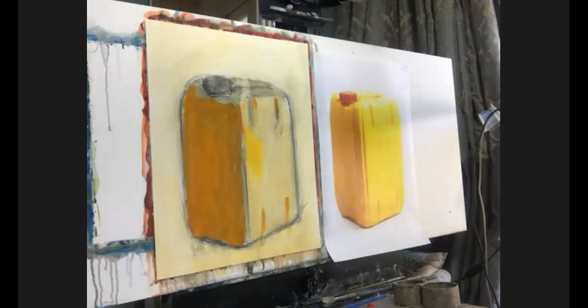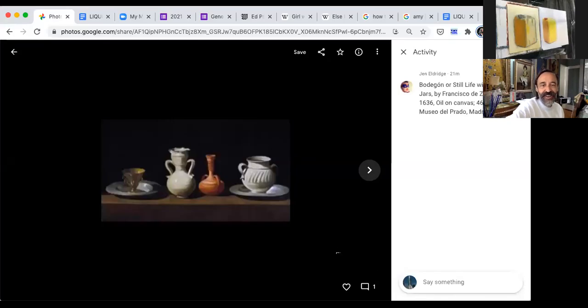I'm just gonna bring the Zurbarán. We have talked about this painting before, the arrangement of the 4 pots and the shelf. That's very interesting. I think this could be a good conceptual example. This was 1636. Bodegon or Still Life with Pottery. Yeah, it's just gorgeous.